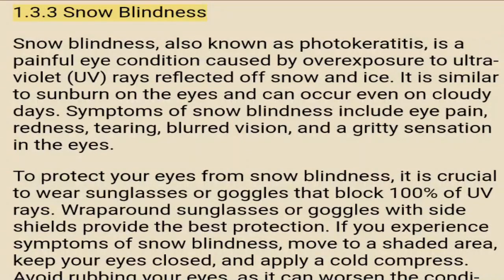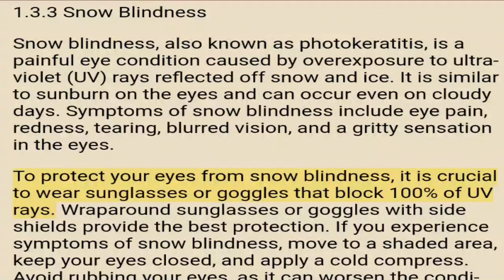1.3.3 Snow blindness. Snow blindness, also known as photokeratitis, is a painful eye condition caused by overexposure to ultraviolet (UV) rays reflected off snow and ice. It is similar to sunburn on the eyes and can occur even on cloudy days. Symptoms of snow blindness include eye pain, redness, tearing, blurred vision, and a gritty sensation in the eyes.